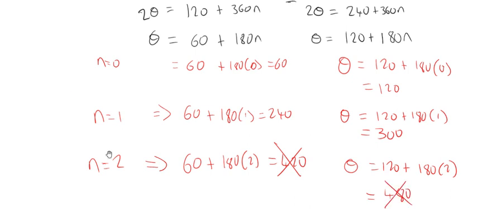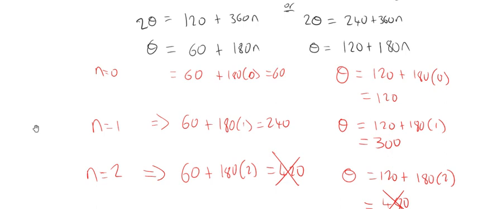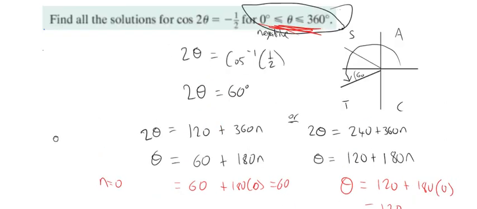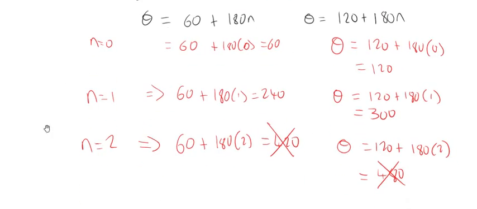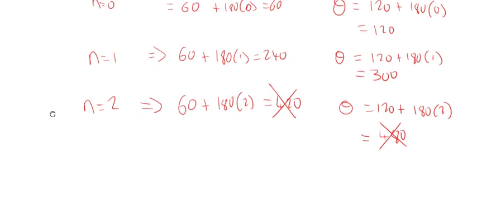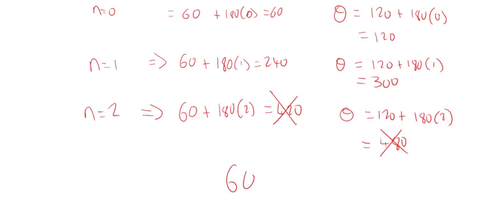So then if n was 3, obviously it's going to be something even bigger. So theta is between 0 and 360, so therefore our answers are in there. So our answers are 60, 120, 240 and 300.